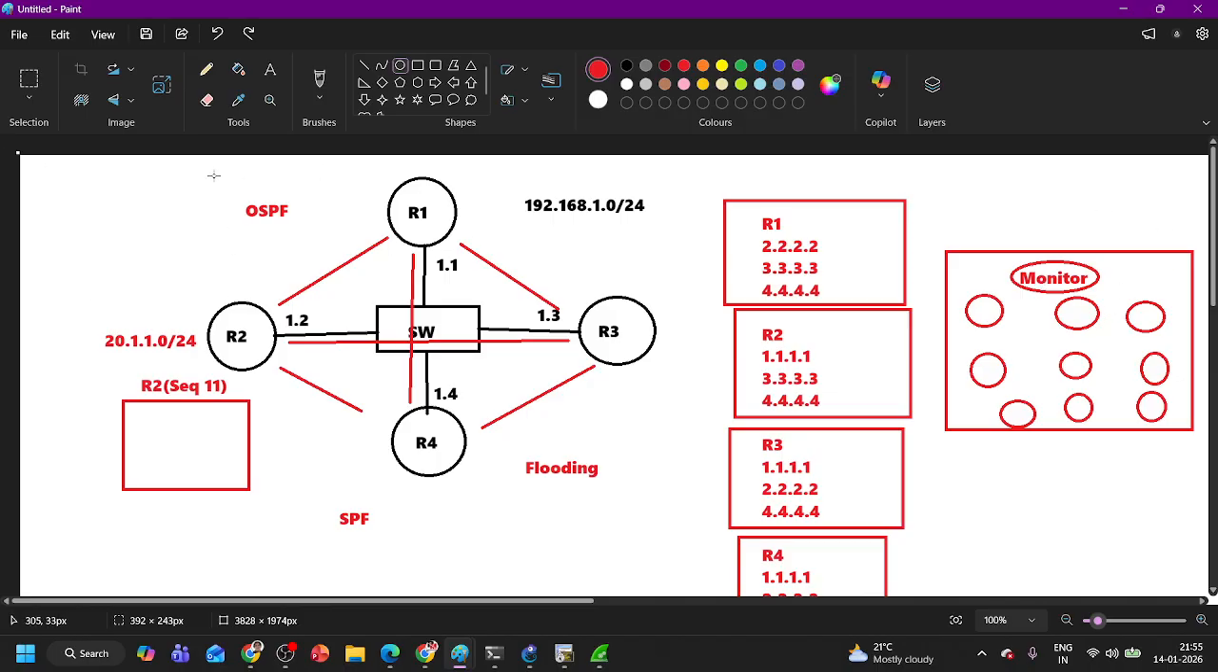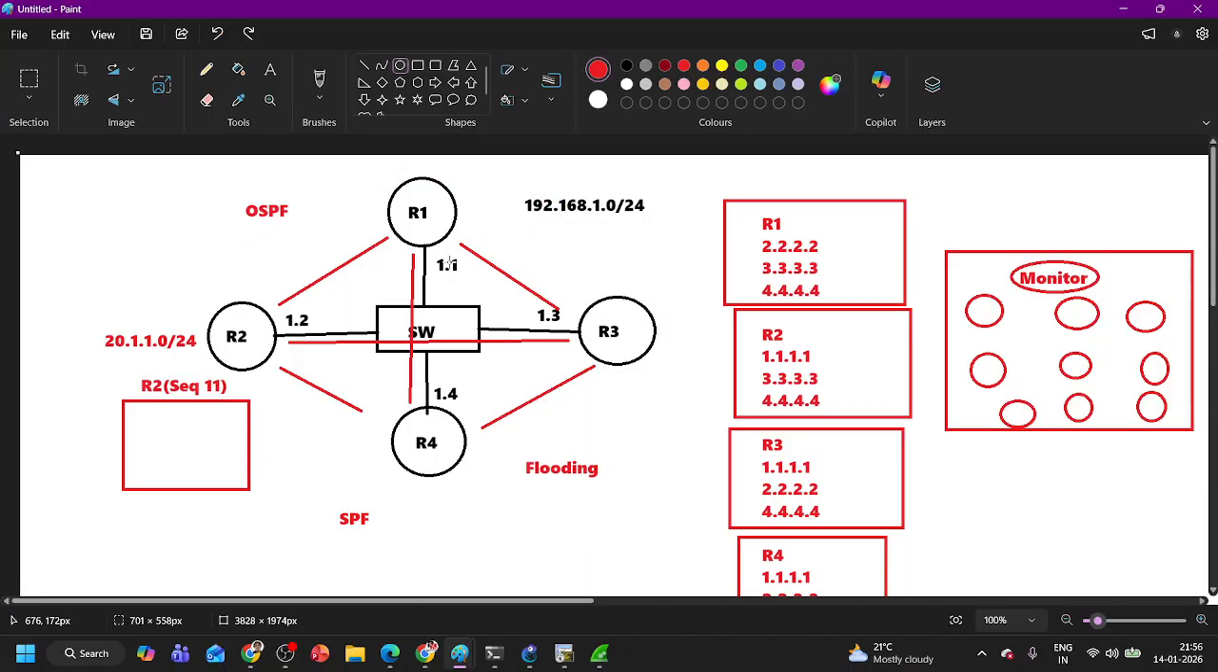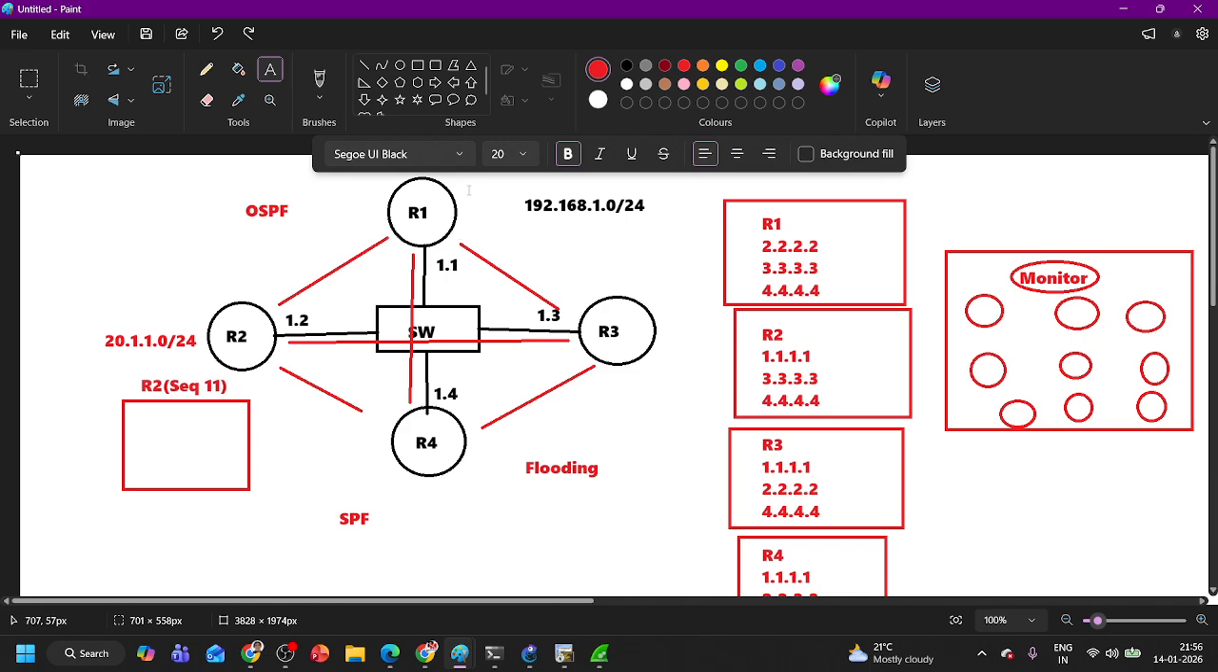Similarly, in this scenario, if you want to remove the adjacency, flooding and SPF algorithm execution, what you can do is make one master router here, and that master router is called the DR router. DR stands for designated router. It is similar to your monitor, right? Let's say my router number 1 is the DR router. How will the election happen for DR? No worry, soon I am going to tell you. Now router 1 is the DR.